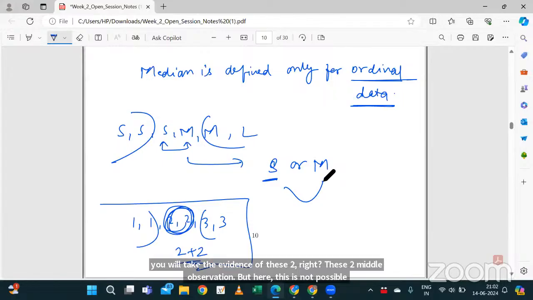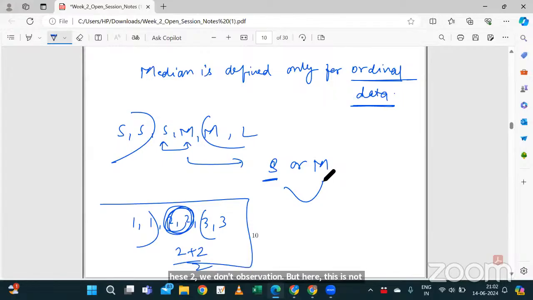Sir, is there a precise way to do this, like for S or M, how can we say something accurately? Here you can't say exactly S or exactly M. You can say either S or M.